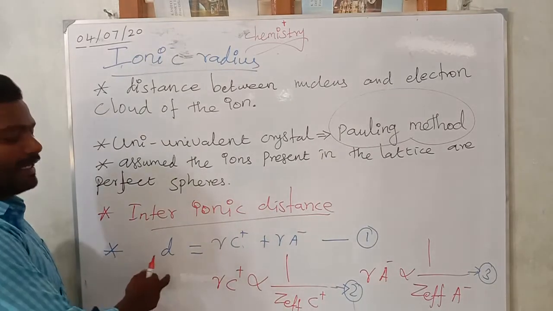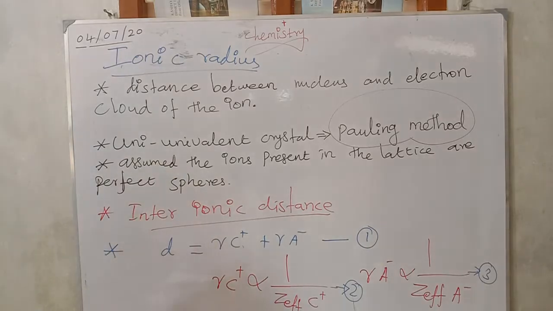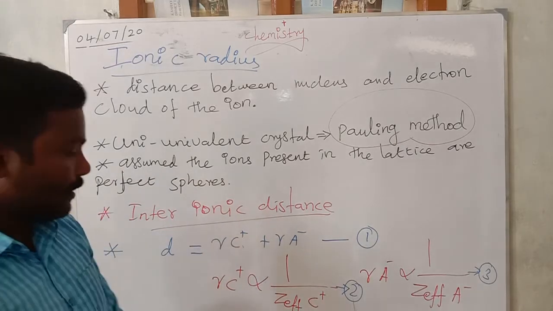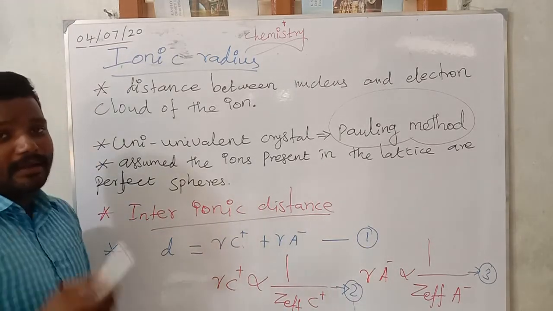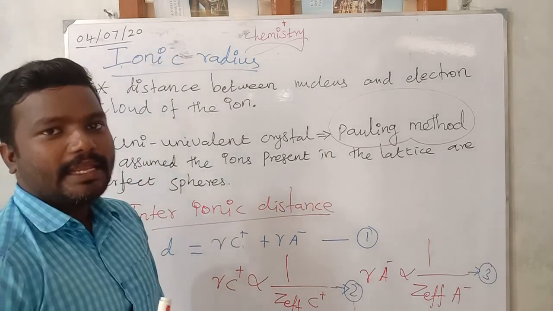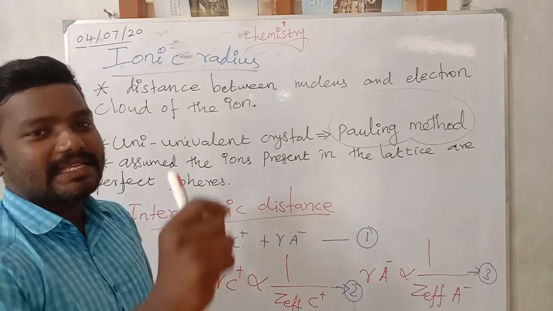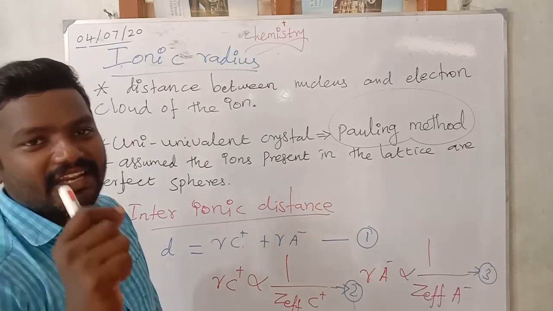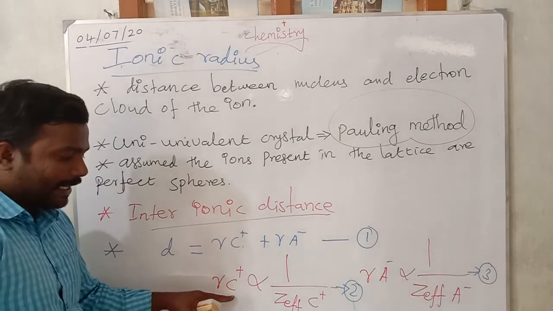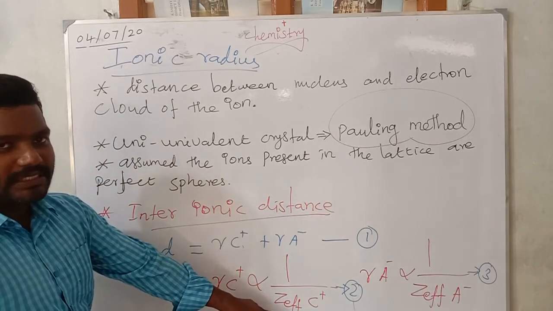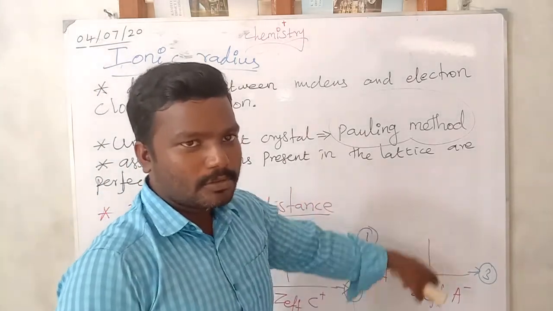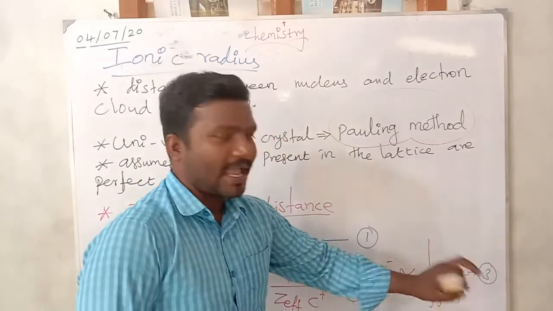First one is D is equal to Rc plus Ra, where Rc means radius of cation plus radius of anion. Here, according to Pauling's assumption, the radius of ionic crystals which have noble gas configuration is inversely proportional to its effective nuclear charge. If you take cation, it is inversely proportional to its effective nuclear charge of cation. Radius of anion is inversely proportional to its effective nuclear charge of anion.